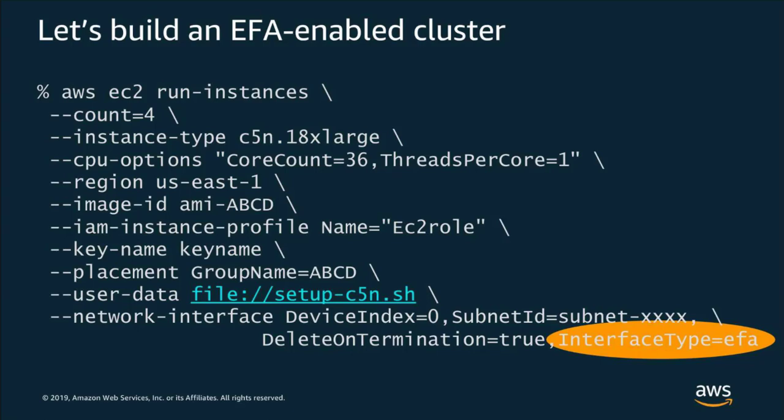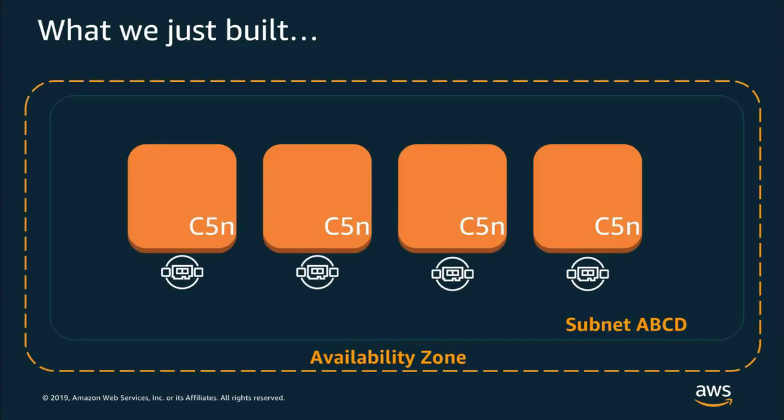After launching this command, you'll see a bunch of JSON scroll by, and we get our cluster, which looks like this. You'll see 4 C5n.18xlarge instances with the EFA devices already attached.